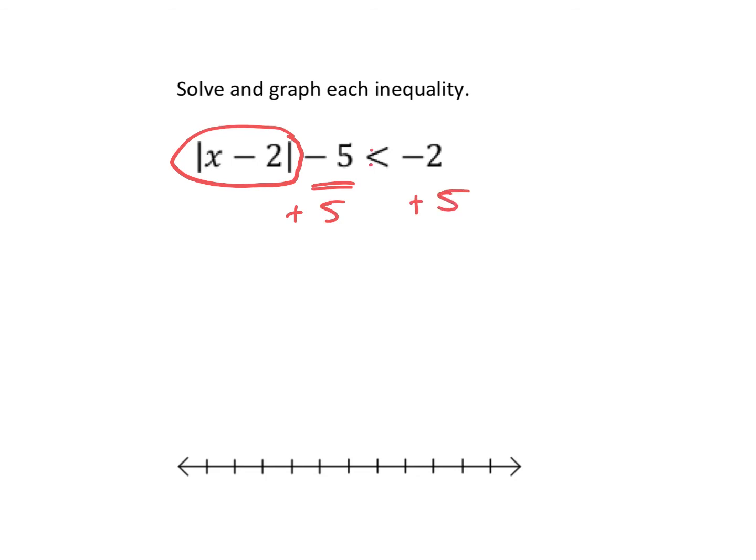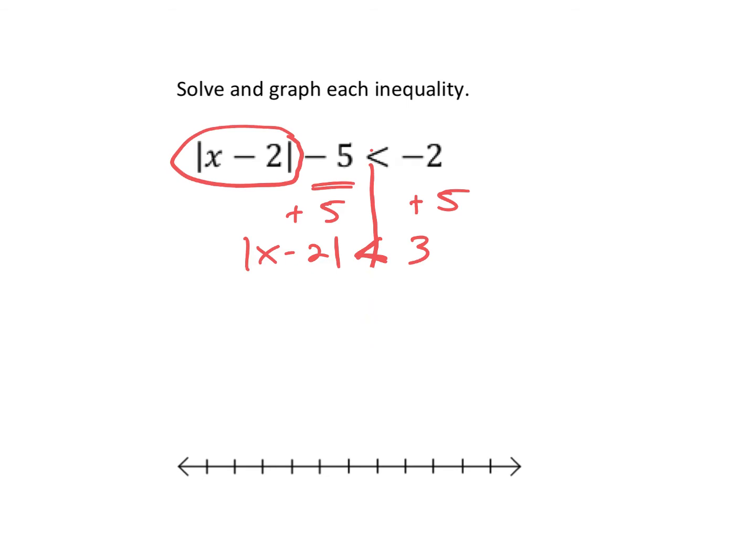Some of you may remember drawing a line down here when you're solving. You can do that if you want to. So what we're left with on the left side would be just that absolute value of x minus 2, and what we're left with on the right side would be 3, and we still have that inequality sign, which is less than.